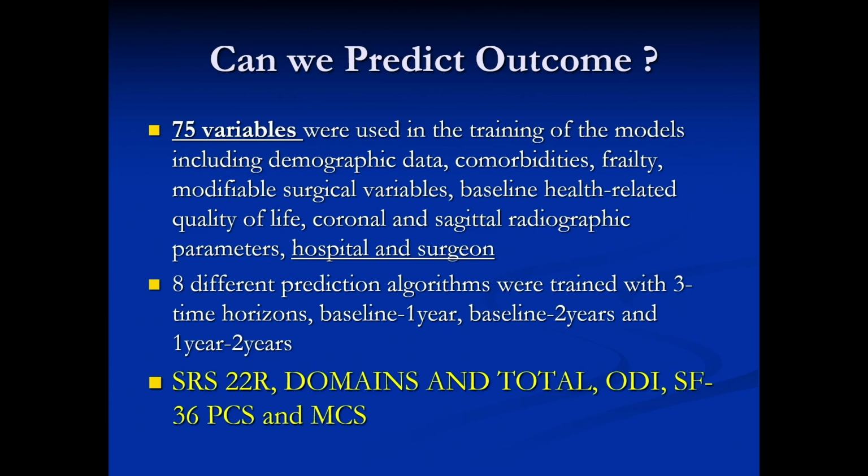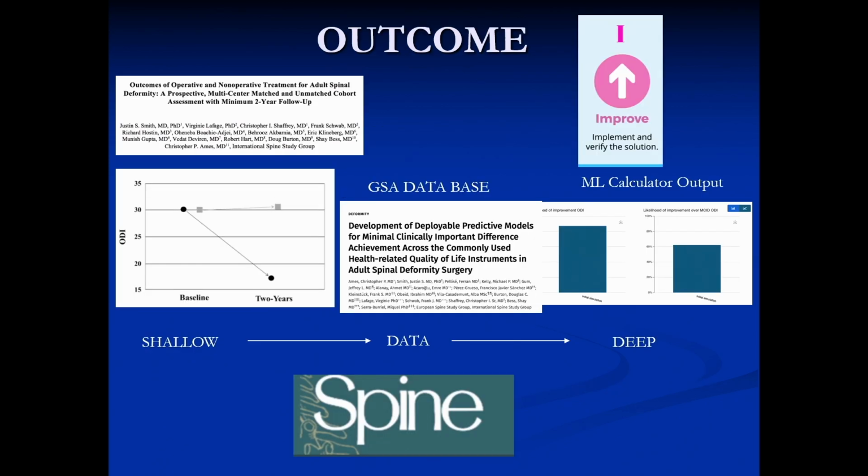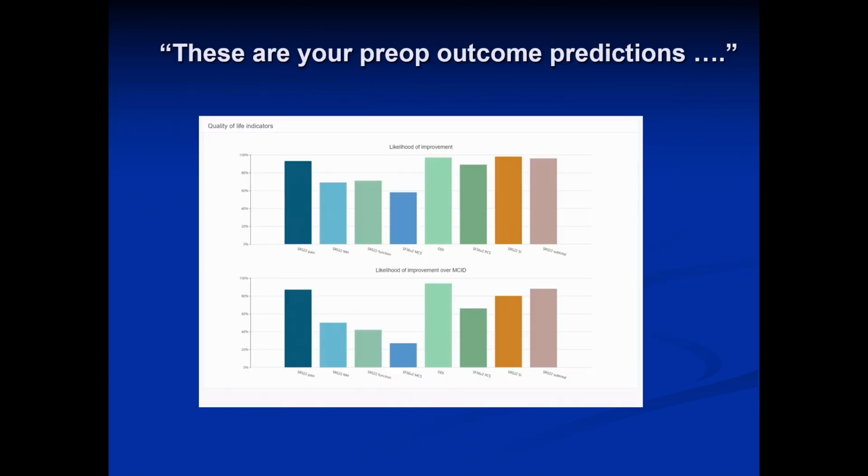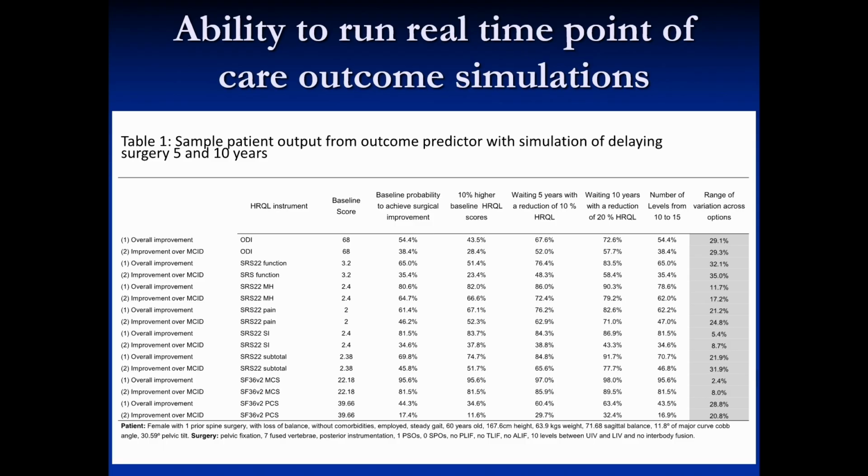We came up with a 75 variable model, which was about 75–80% accurate, and we published this years ago, showing that you could individually predict, based upon the surgeon, the site, the procedure, and the patient's risk characteristics, how they were likely to do after surgery. And all prior to surgery, we could generate their 2-year likely outcomes across all the different domains of outcome, SRS-22, ODI, NDI, et cetera.